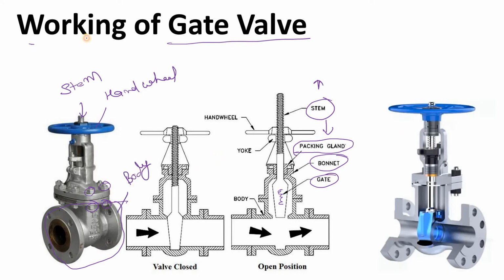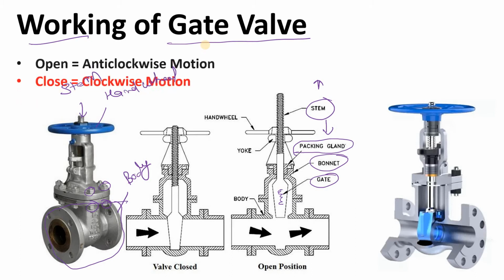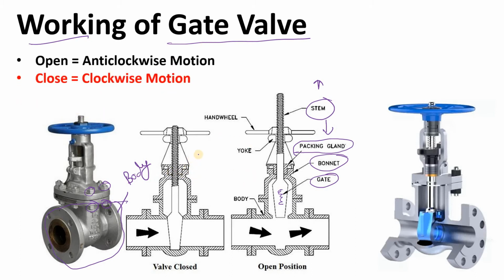Now we are talking about the working. See here, if you want to open this gate valve, you will apply the anti-clockwise motion, like this. What you will find is that this stem will go upward, supposing this hand wheel is at a constant position. So this stem will go upward when you apply the anti-clockwise motion, and this gate will go upward.